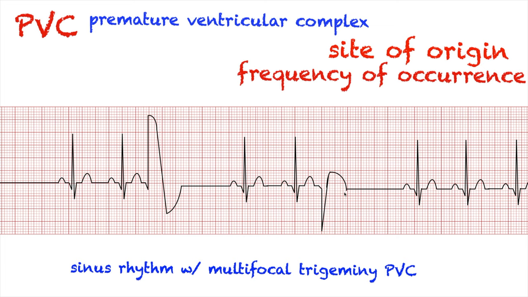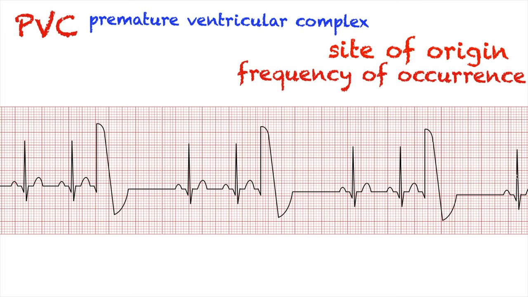Let's go to another example. Now we're looking at the compensatory pauses. Now we look at the PVCs. These PVCs are the same size, the same shape. So this means that this is a unifocal PVC. Now let's count.